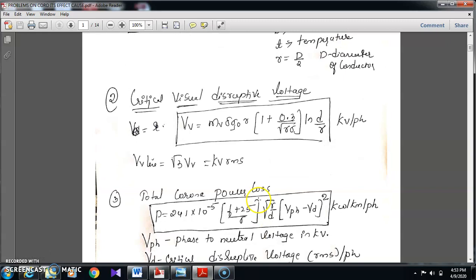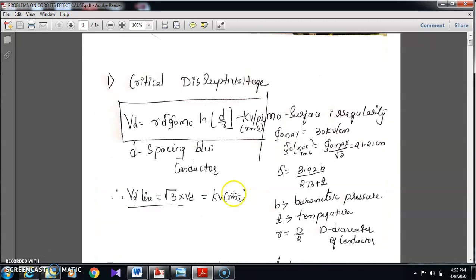So what is the total power loss? You have to find it out. You have to remember this formula: critical disruptive voltage VD = R δ G naught M naught ln(D by R). R is the radius of the conductor, R equals capital D by 2, where capital D is the diameter of the conductor, small d is the spacing between the conductors, delta is the air density, and M naught is the surface irregularity.